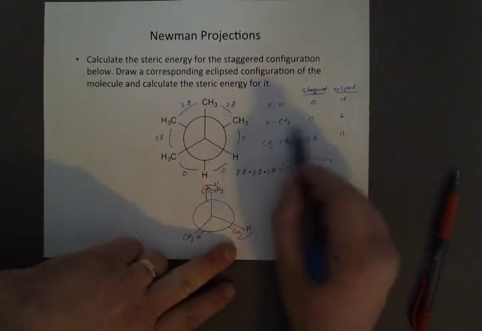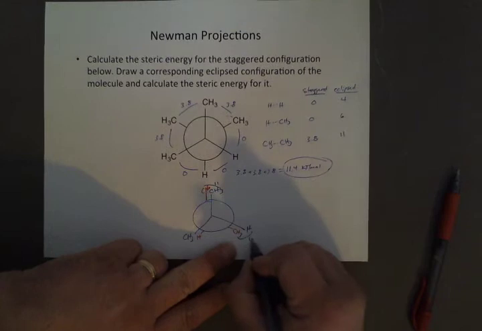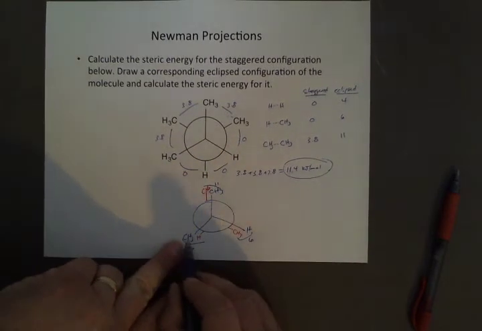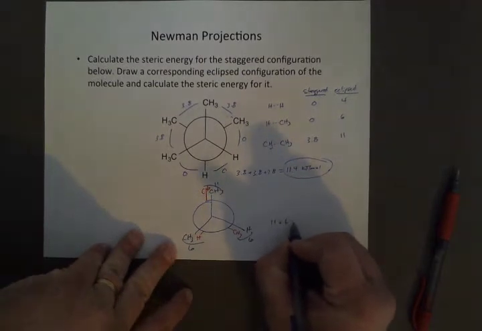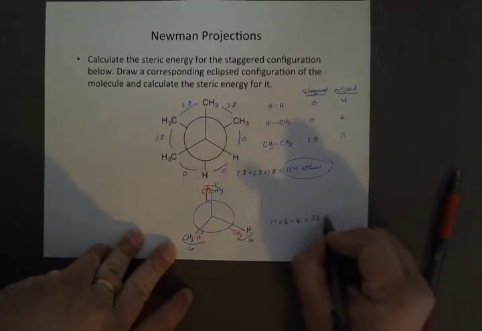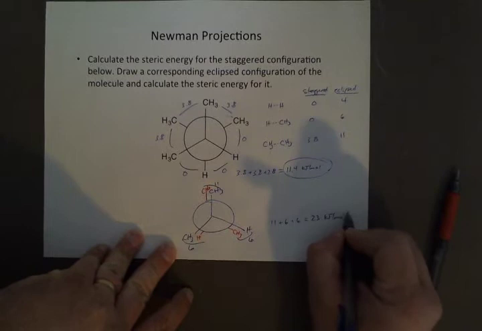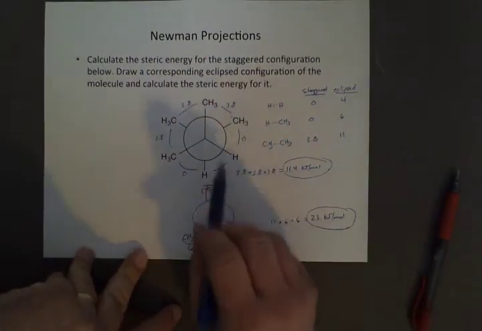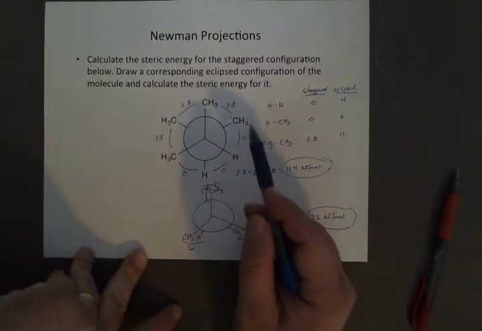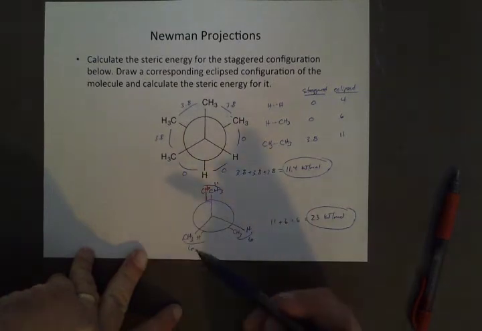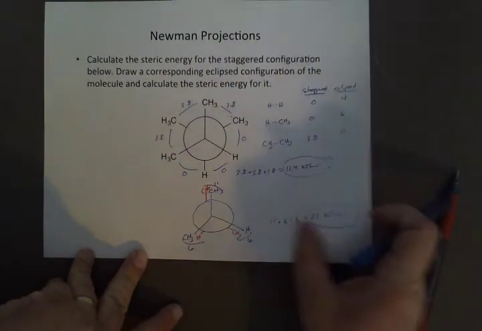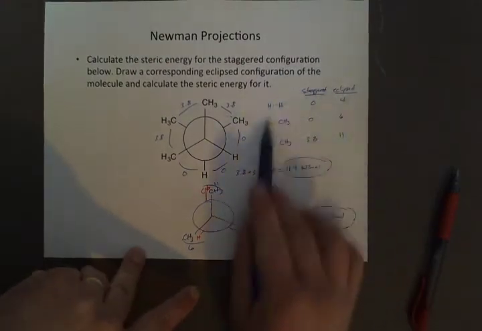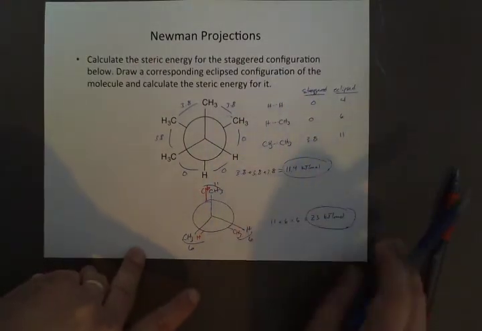So for this one, methyl, eclipsed, that's worth 11. Methyl hydrogen's worth 6, and then this one, methyl hydrogen, is worth 6. So it'd be 11 plus 6 plus 6, so 23 kilojoules per mole. There you go. Now, there's 3 different ways that you could rotate it. I just need 1. As long as you calculate it, that's fine. So there you go. You need to memorize these values here.